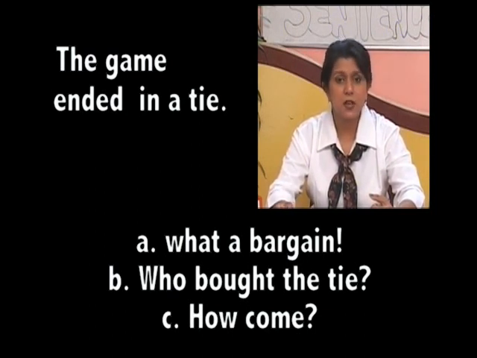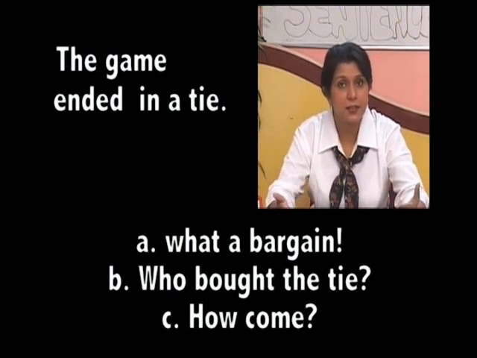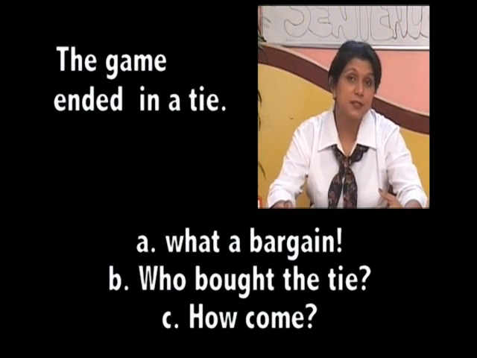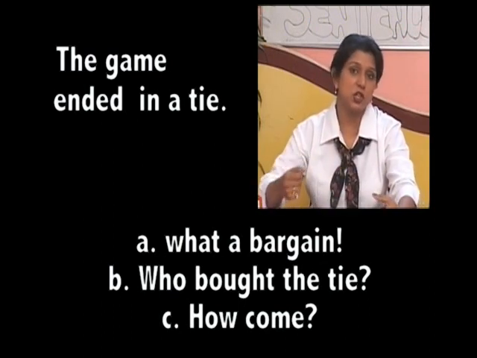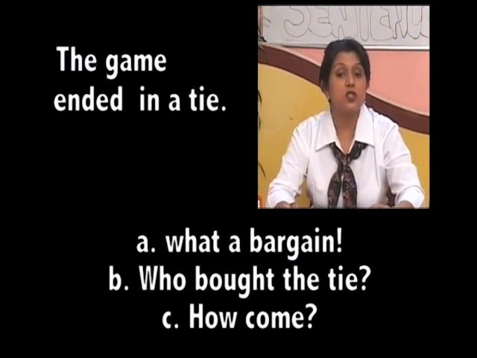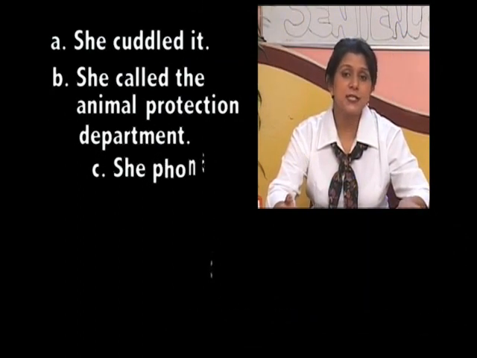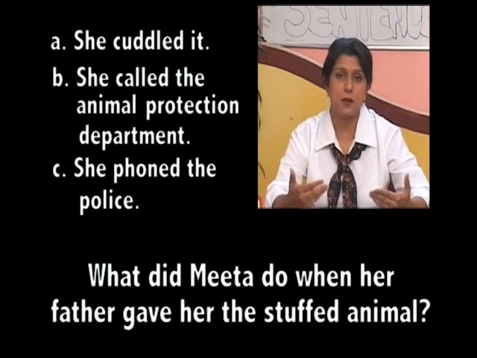Therefore, the correct answer cannot be what a bargain. You're not buying anything, are you? You also can't say who bought the tie, because you're not talking about a tie which is worn with a shirt. You can ask the question, how come? How did the game end in a tie? What was the reason? The next sentence is, what did Meeta do when her father gave her the stuffed animal?